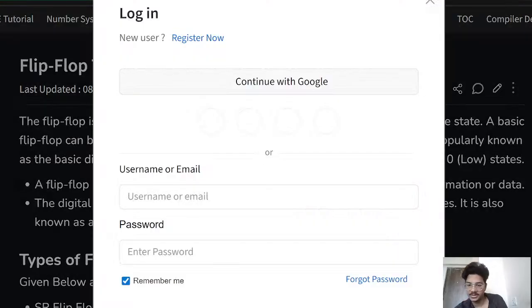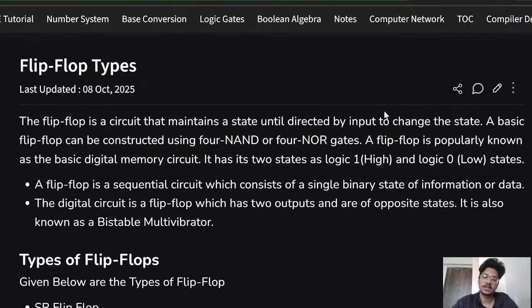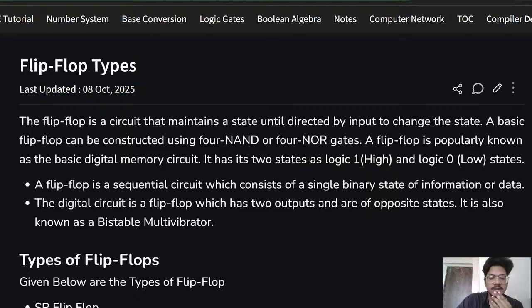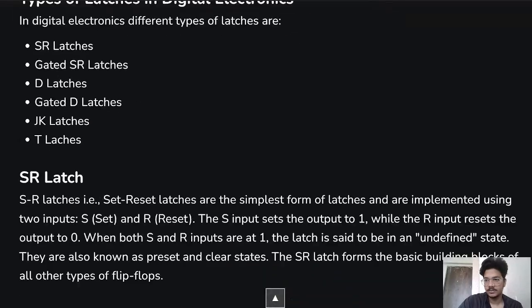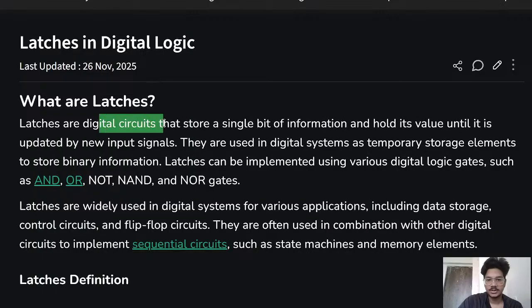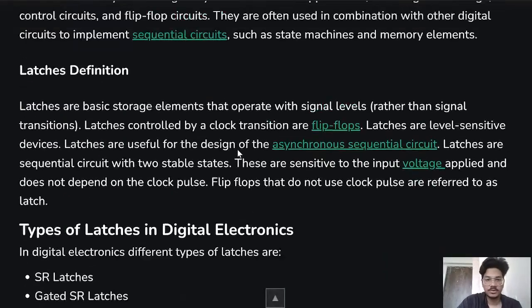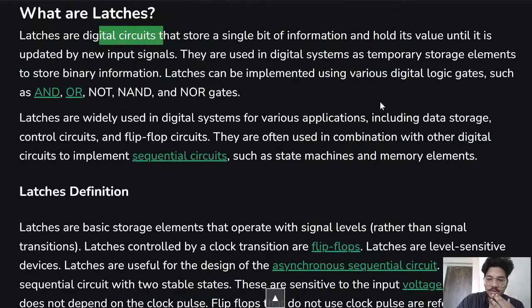In the previous discussion we discussed latches. A latch is a digital electronic device in which one bit of information is stored until a new updated value is fed. It is a data circuit that stores one bit of information until the new value is stored, and it is used for temporary storage. We can implement it using NOT and NAND gates.